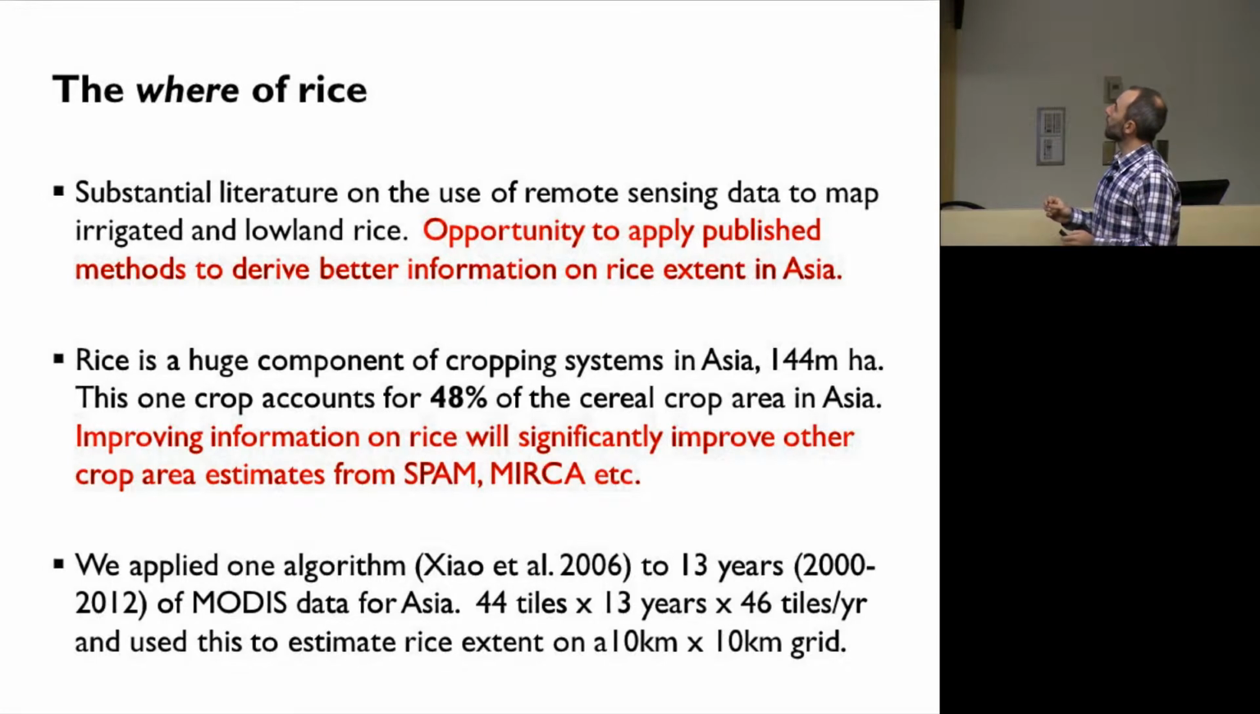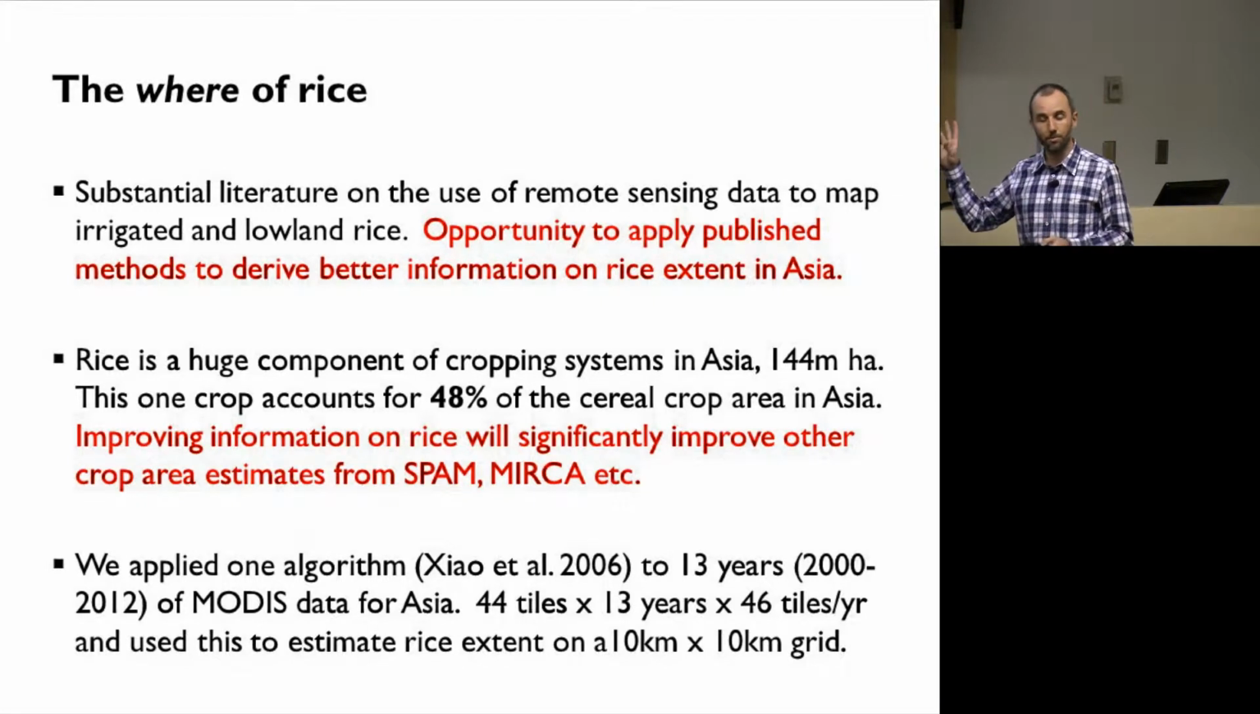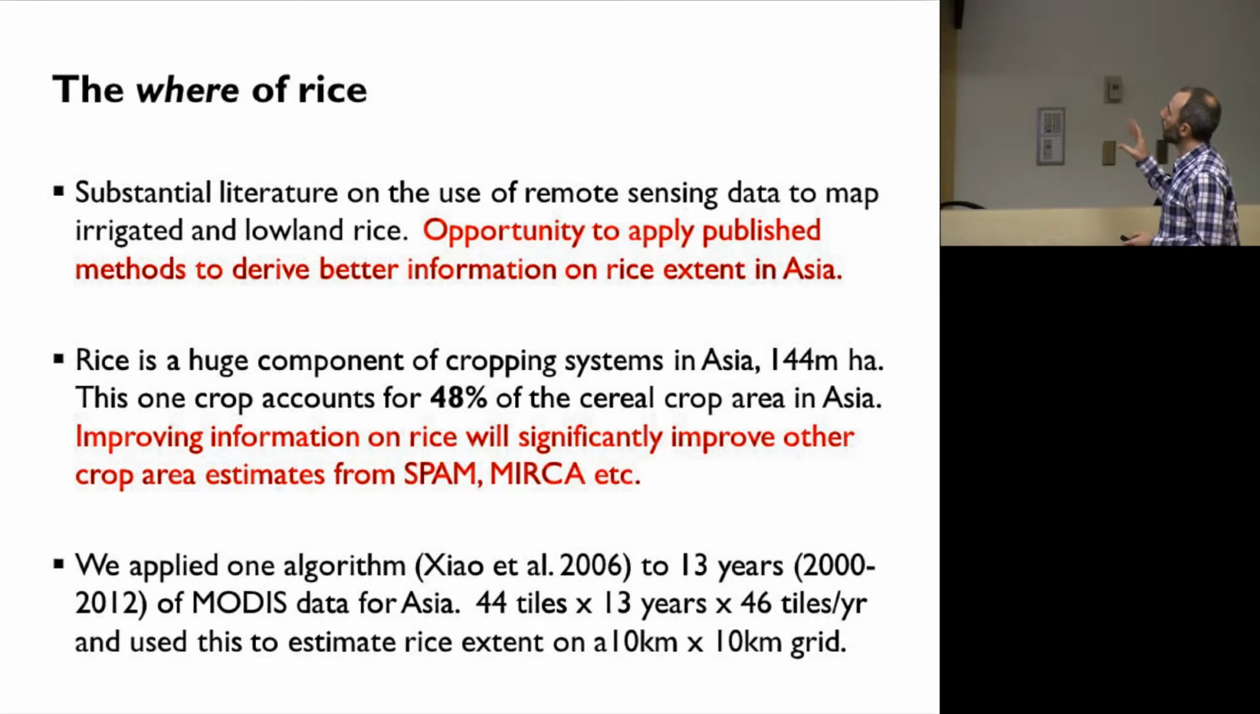So this is what we did, just to try it out. There's an algorithm that's been published by Zhao using MODIS data to map irrigated and lowland rice agriculture. It's a fairly simple automated algorithm. I think you can actually do better, but this is a really good starting point. What we did is apply it to MODIS data in Asia, which means a lot of MODIS tiles. These tiles are pretty big.